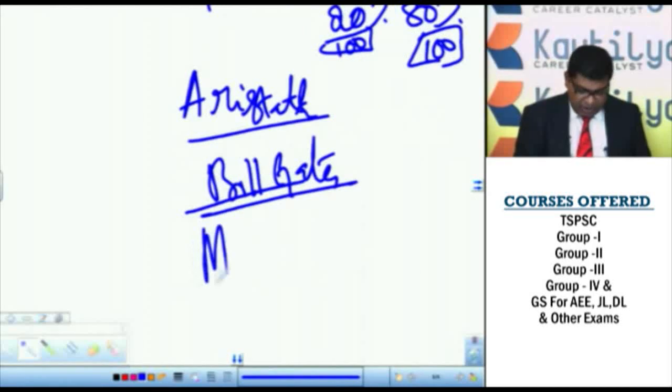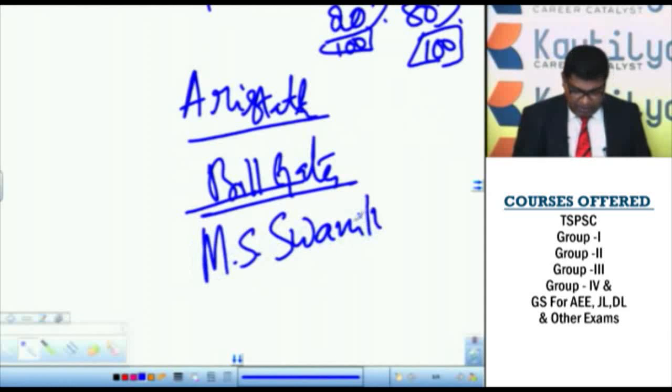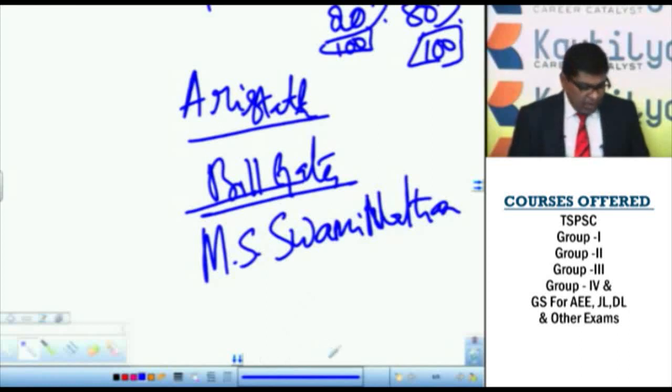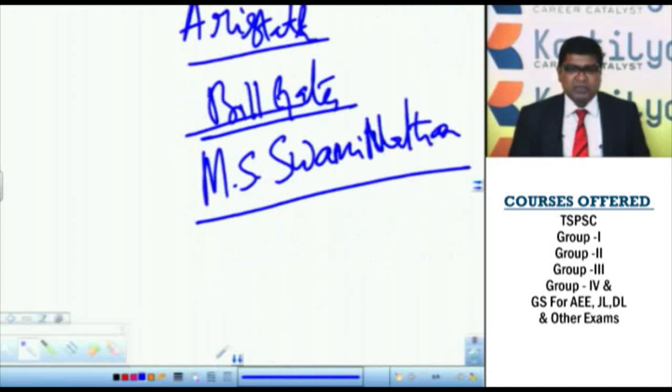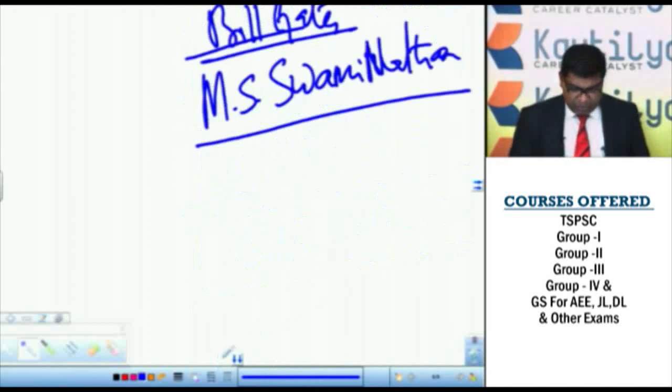Similarly, M.S. Swaminathan, agriculture scientist, gave a different definition. Accordingly, we cannot live happily as islands in a sea of poverty. So we can't live happily as islands in a sea of poverty, according to whose opinion?